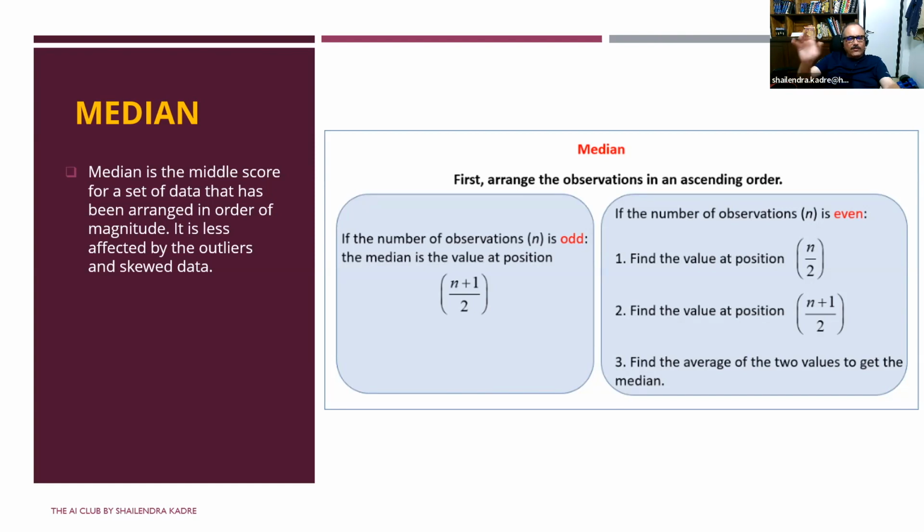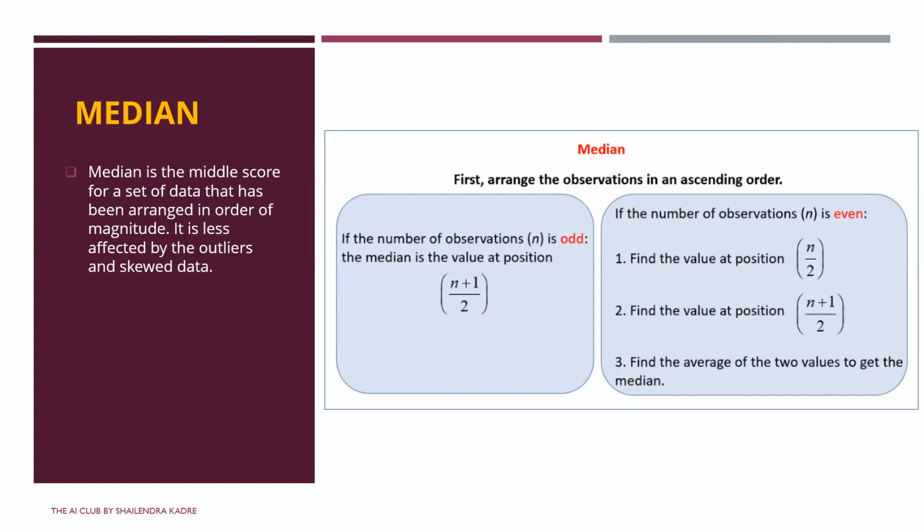1, 2, 3, 4, 5, only 5 numbers, and they are arranged in ascending order. 1, 2, 3. 3 is the median. Now I give you one more number: 1, 2, 3, 4, 5, 6. What is the median?